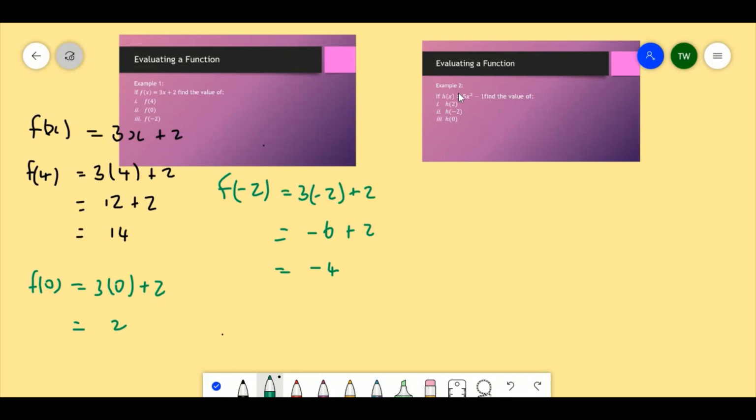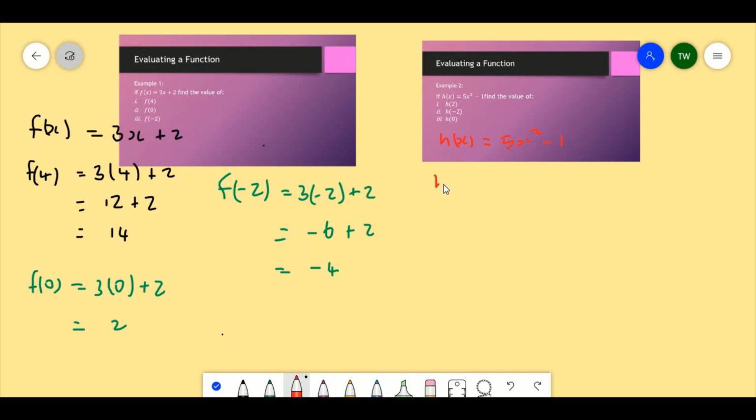Now let's look at example number 2. We're given h of x, which is a function here, equal to 5x squared minus 1. And we are asked to find the value of h of 2.